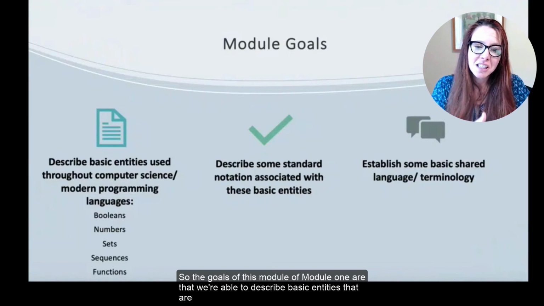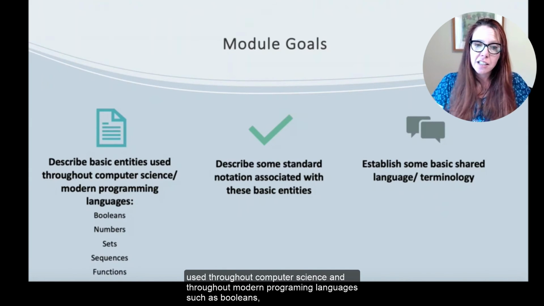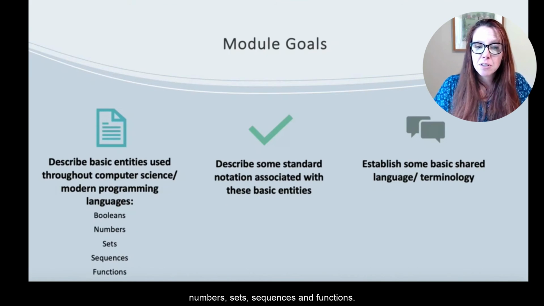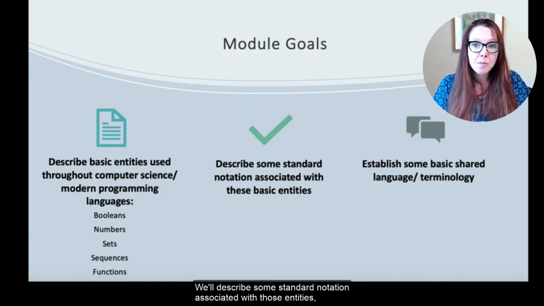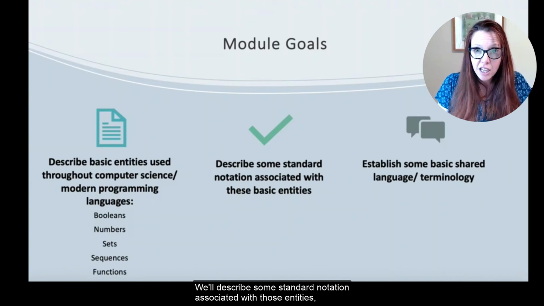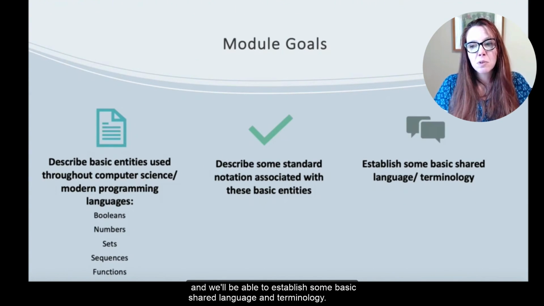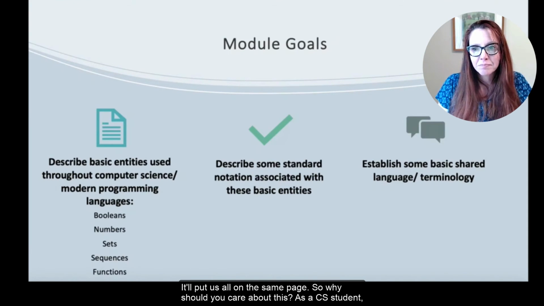So the goals of this module, of Module 1, are that we're able to describe basic entities that are used throughout computer science and throughout modern programming languages, such as booleans, numbers, sets, sequences, and functions. We'll describe some standard notation associated with those entities, and we'll be able to establish some basic shared language and terminology. It'll put us all on the same page.